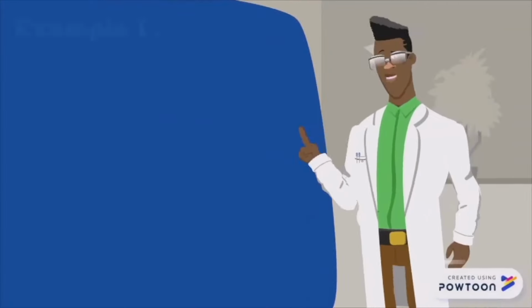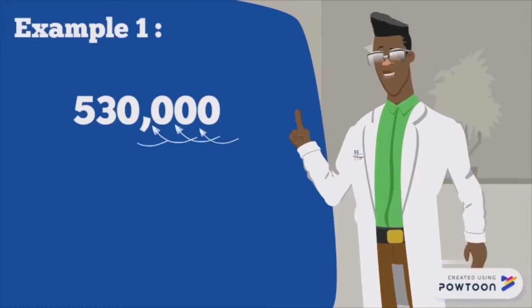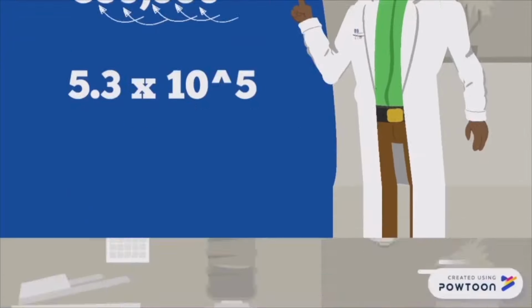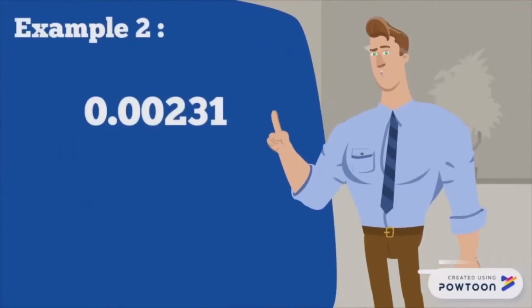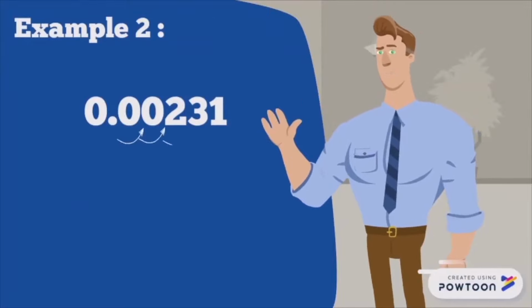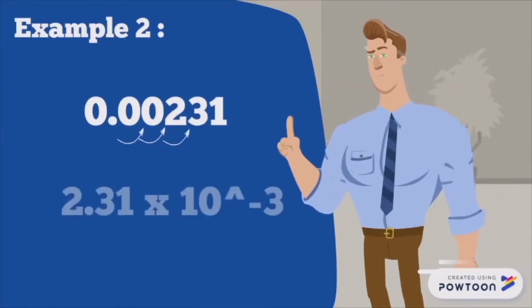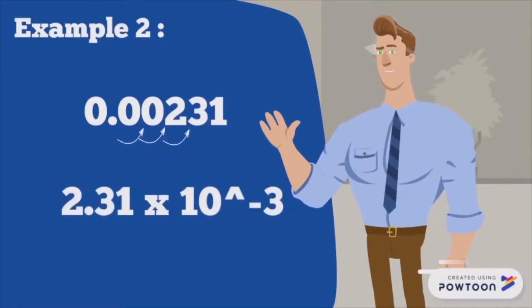Example number 1. The given is 530,000. To obtain one digit to the left of the decimal, you must move it 5 times to the left to achieve the answer of 5.3 times 10 raised to 5. Example number 2. The given is 0.00231. To obtain a non-zero digit, you must move it to the right 3 times to get an answer of 2.31 times 10 raised to negative 3.